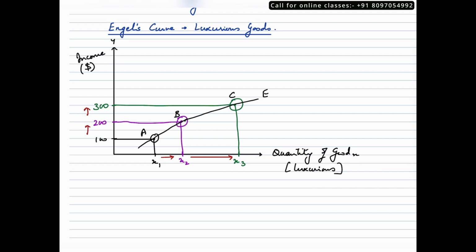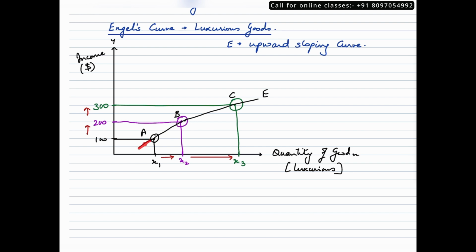Now by now we should be aware what kind of slope is this. This is an upward sloping curve. Let me just jot that down. So Engel's curve E is an upward sloping curve. However, it is not a straight line, right? A straight line would have looked like this, more or less. It is bending. It has a bent towards the x-axis.